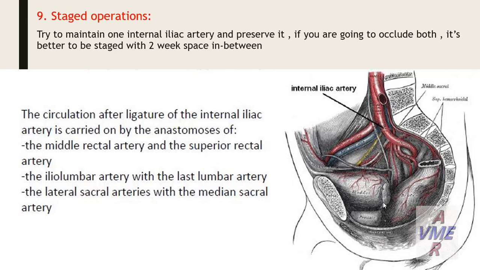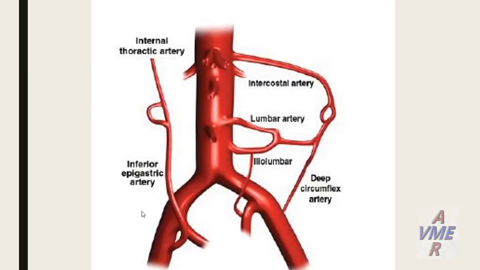The circulation after ligation of the internal iliac artery is carried on by the anastomosis of middle rectal and superior rectal artery, iliolumbar with last lumbar artery, and lateral sacral with median sacral artery. These are the collaterals after you have occluded the internal iliac. You have a direct connection from the iliolumbar with the last lumbar artery and intercostal, and this connection between the external iliac artery and some visceral arteries.